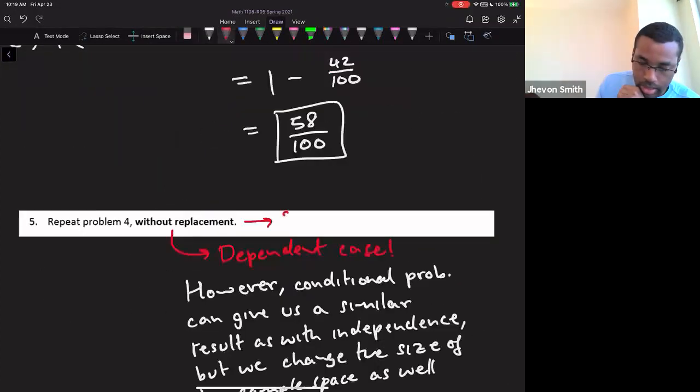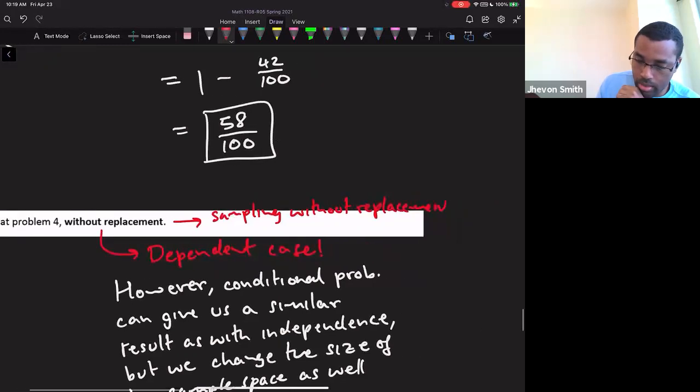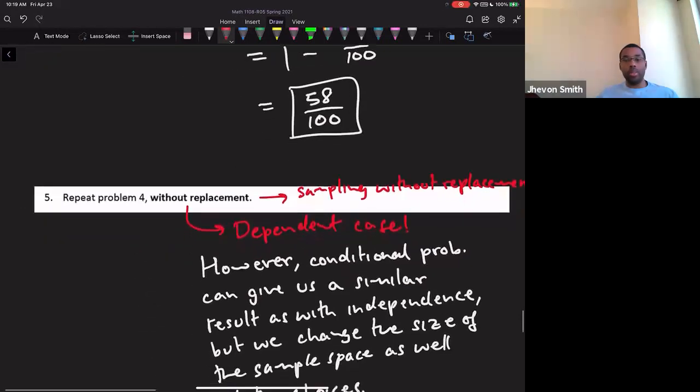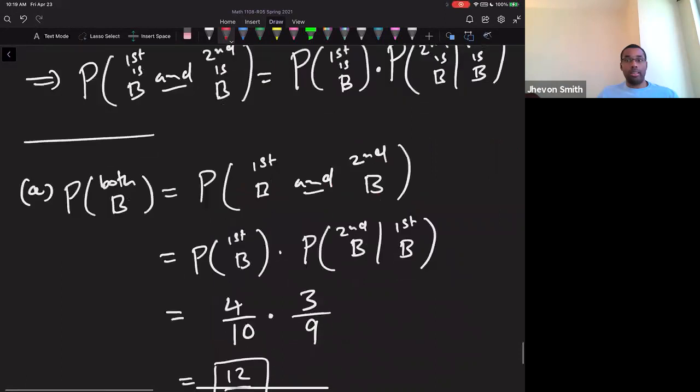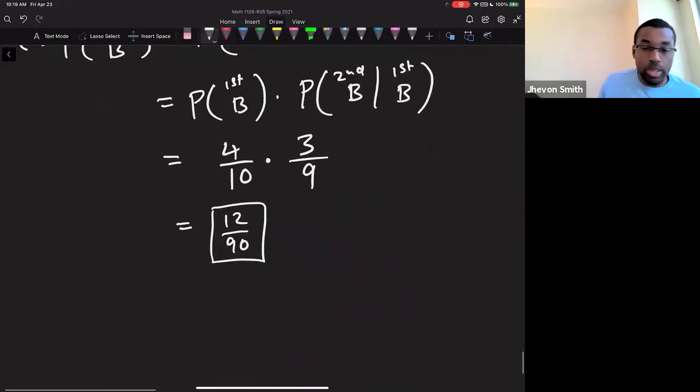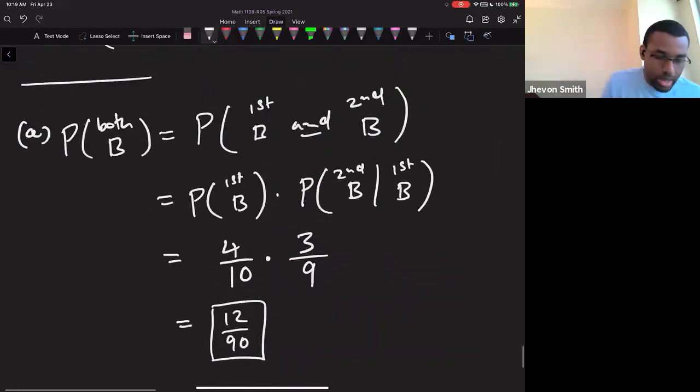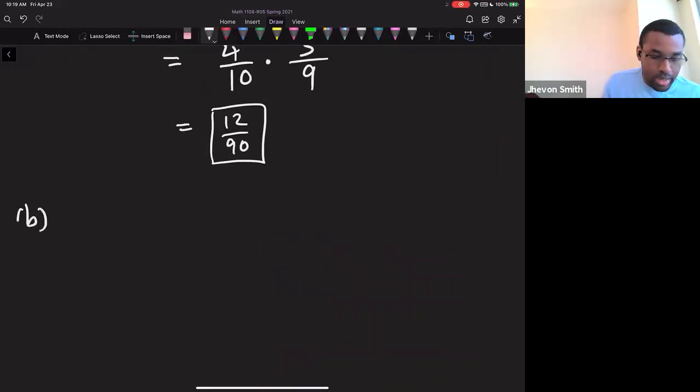This is sampling without replacement. Again, it's a very common scenario. So I'm just showing you how we deal with this scenario in a probability context. You'll get that. The denominator just changes with each choice, because you're now not replacing anything.